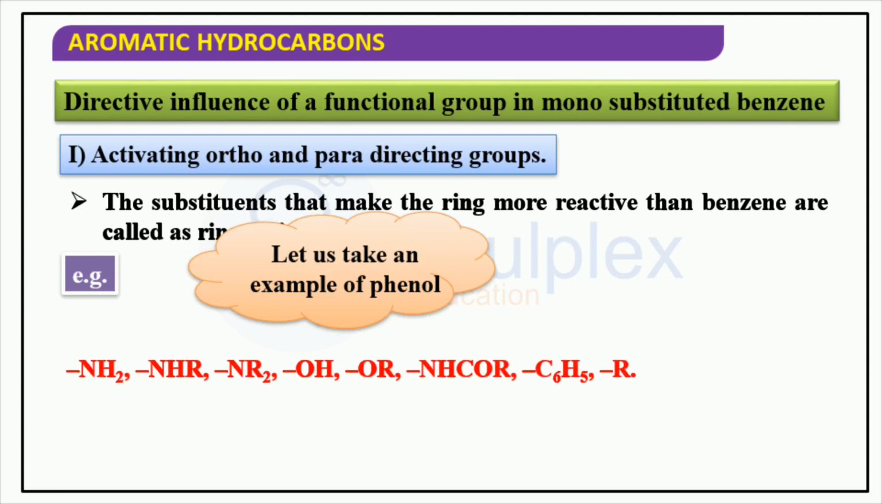Substituents that make the ring more reactive than benzene are known as ring activation groups. These groups include NH2, NHR, NR2, O, OR, NHCOR, C6H5, and R.